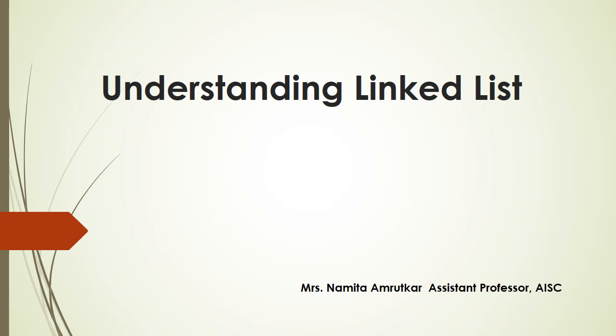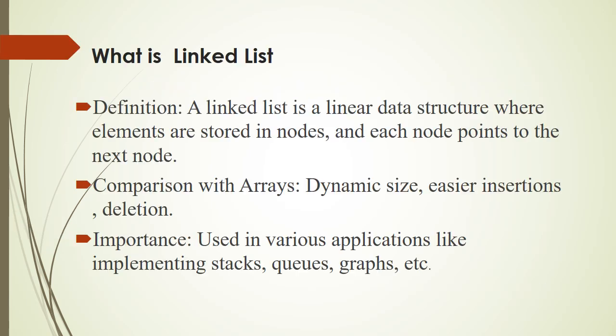Today we are going to delve into the fantastic world of a linked list, a fundamental data structure in computer science. A linked list is a linear data structure where each element, known as a node, contains a piece of data and a reference or a link to the next node in the sequence. Unlike arrays, linked lists do not require contiguous memory allocation.